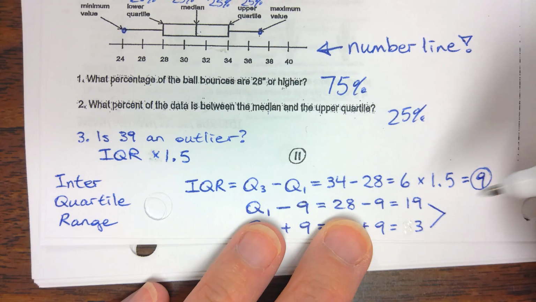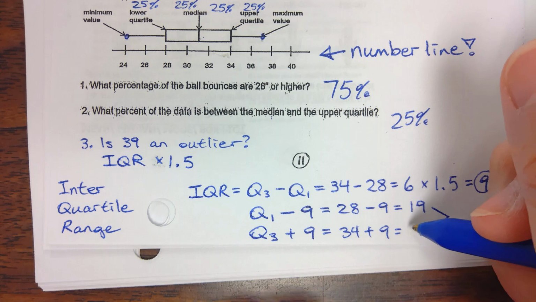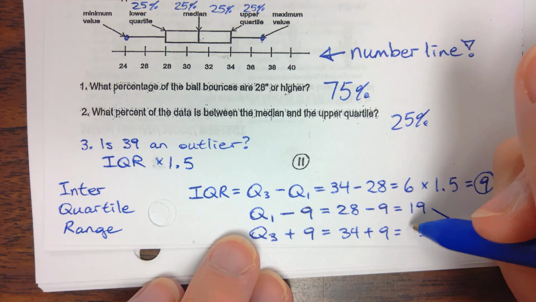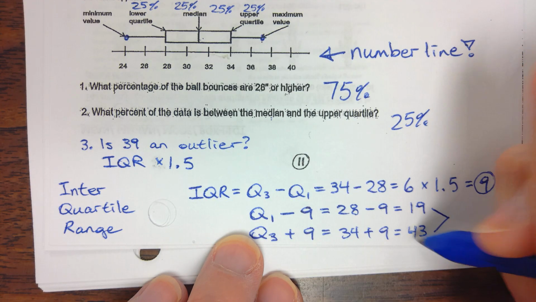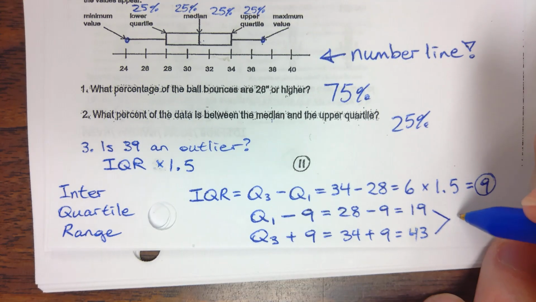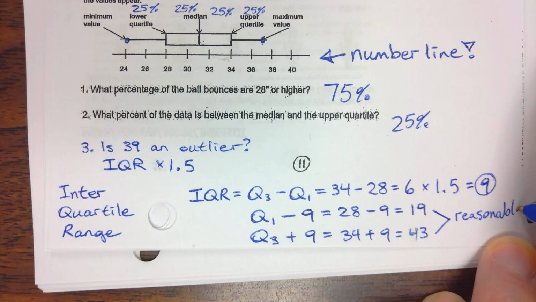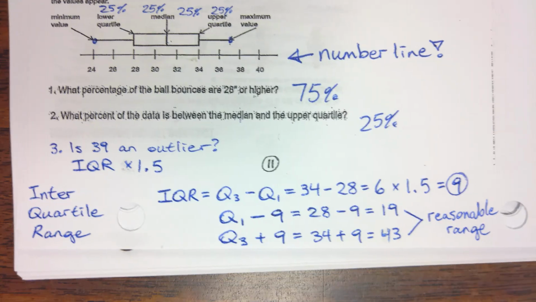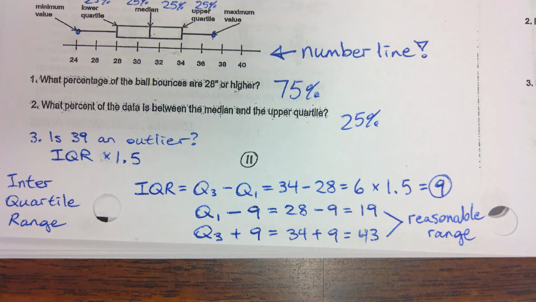And so is 39 an outlier? No. Will you have to show this? Can you just say no, it's not an outlier? Or do you have to show this work? Of course you have to show this work. So these are the reasonable range. All good?